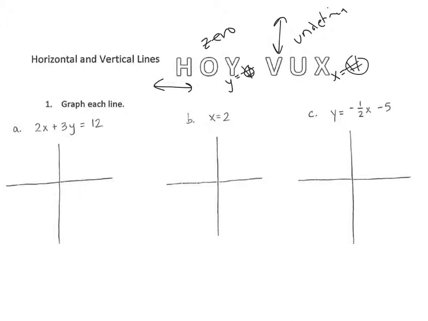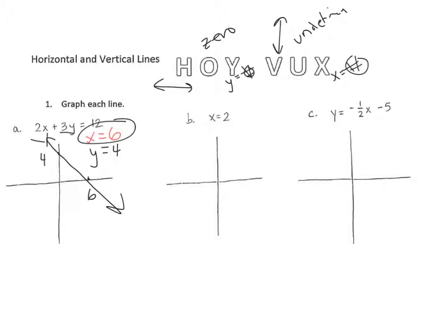This first graph is in standard form: x plus y equals a number. So I'm going to cover up the y and solve for x. So x equals 6. Then I'm going to cover up the x and solve for y. So y equals 4. If I go to x equals 6 and y equals 4, and I connect the dots, there's my line.